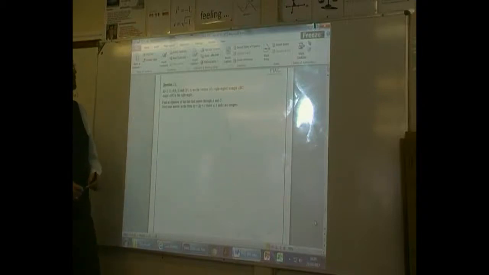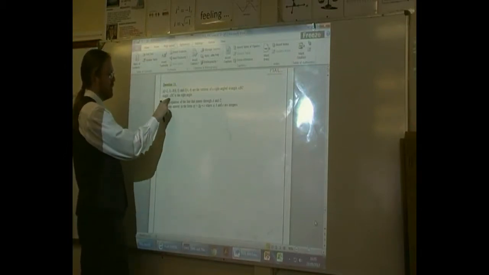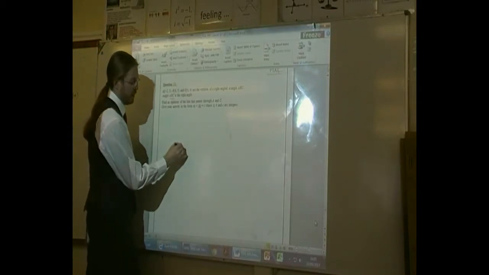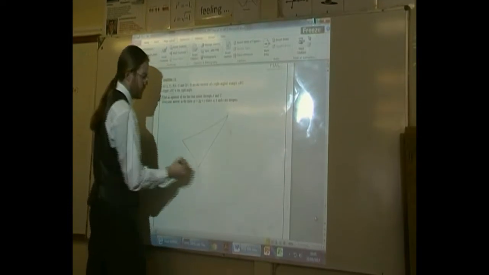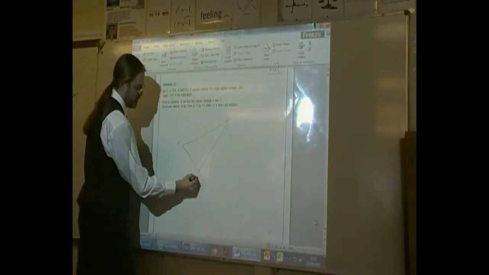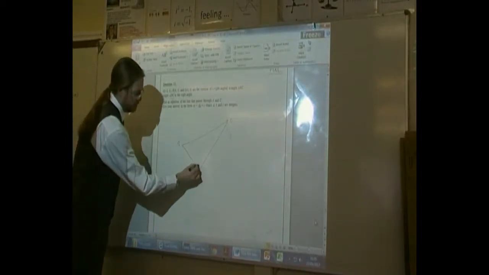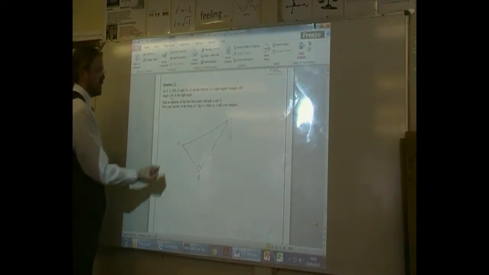Question 21. We've got three coordinates that make up the vertices of a right angled triangle, A, B, C. It tells us that angle ABC is the right angle, so the angle at B is the right angle. So imagine we've got our right angled triangle, A, B, C, where B is the right angle. I'm then going to label the coordinates at each point.